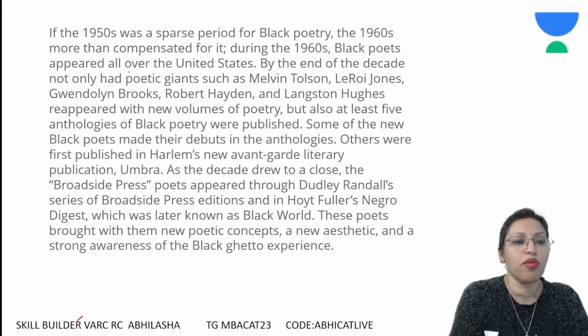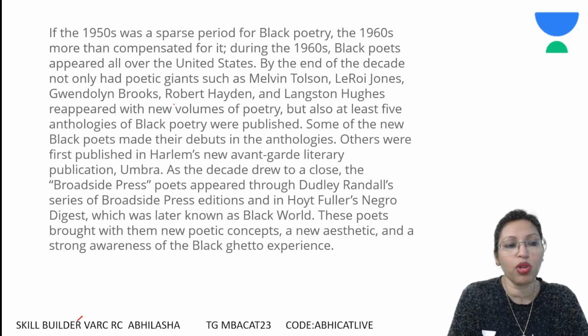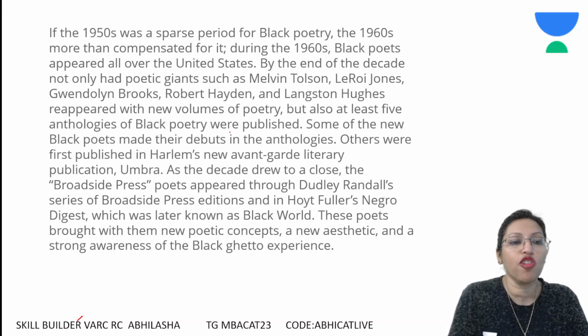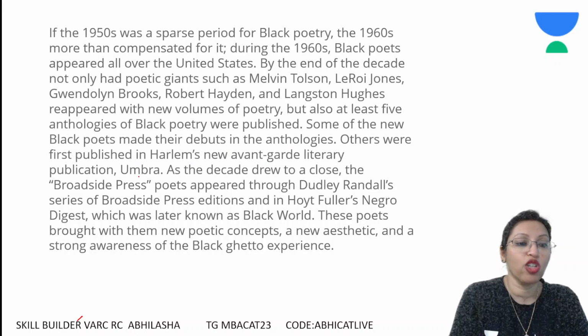During the 1960s, black poets appeared all over the United States. By the end of the decades, not only had poetic giants such as Melvin Tolson, Leroy Jones, Gwendolyn Brooks, Robert Hayden, Langston Hughes reappeared with new volumes of poetry, but also at least 5 anthologies of black poetry were published. Some of the new black poets made their debuts in the anthologies. Others were first published in Harlem's new avant-garde literary publication Umbra.